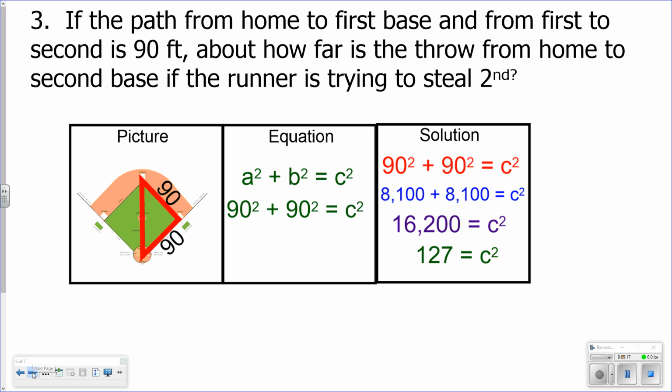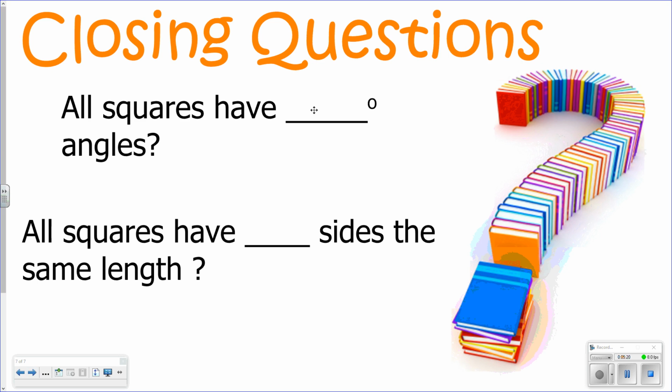Not exactly. So all squares have 90-degree angles, and all squares have 4 sides that are the same length.